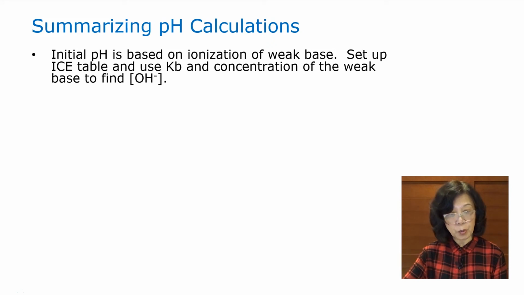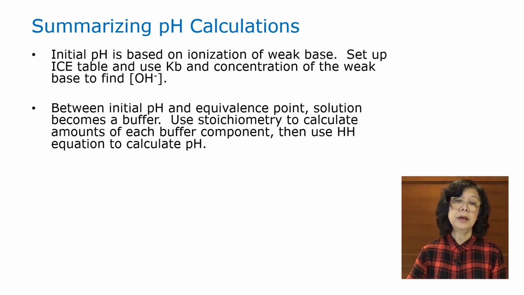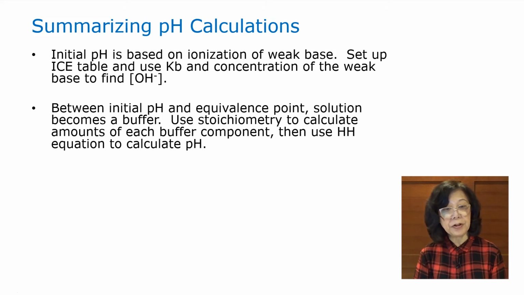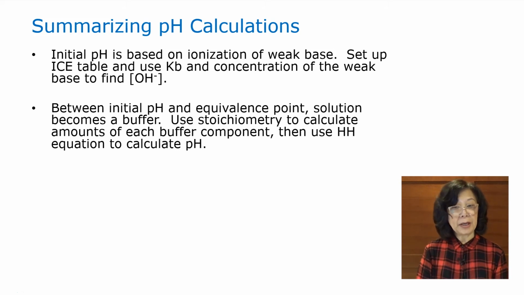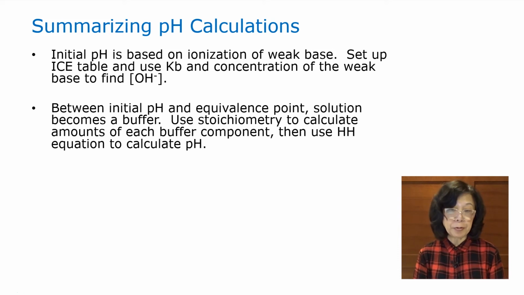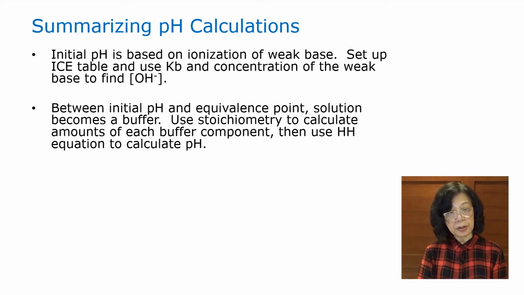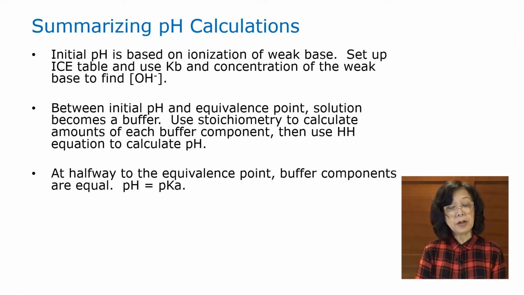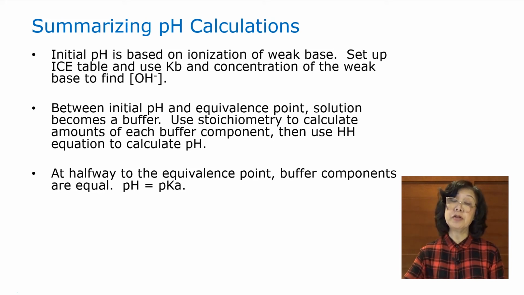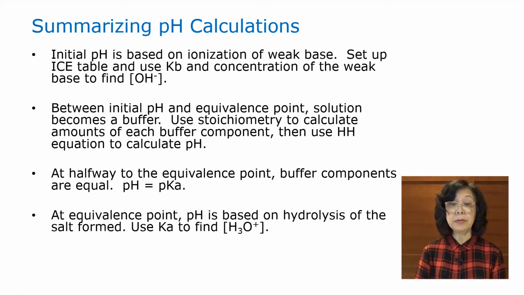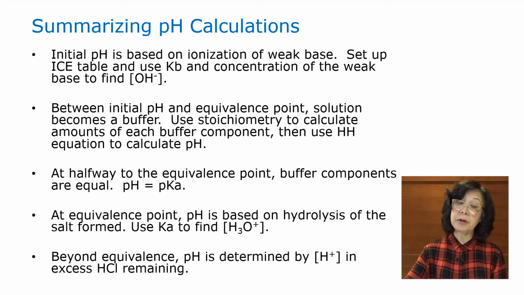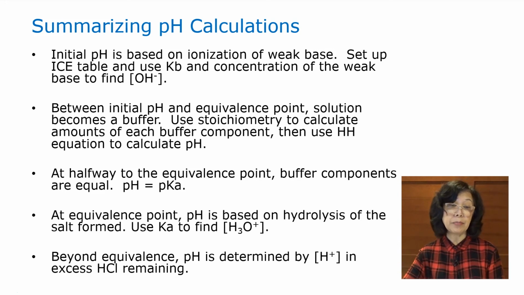Summarizing the pH calculations. One, we calculate the initial pH based on ionization of the weak base, set up the ICE table, and use Kb and the concentration of the weak base to find the hydroxide ion concentration. Between the initial pH and the equivalence point, the solution becomes a buffer. We use stoichiometry to calculate the amounts of each buffer component, then use the Henderson-Hasselbalch equation to calculate the pH. At halfway to the equivalence point, the buffer components are equal, so pH is equal to pKa. And at the equivalence point, the pH is based on the hydrolysis of the salt form; use Ka to find the hydronium ion. Beyond the equivalence point, the pH is determined by the excess hydrogen ion present.